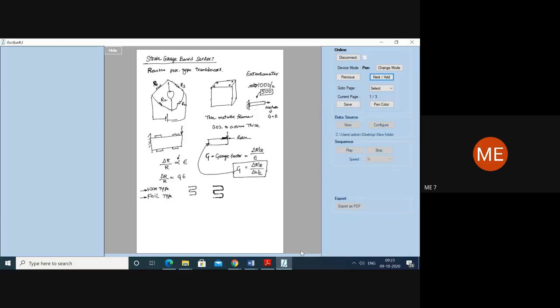But in the foil type, what is going to happen? The surface of the strain gauge, which is foil, is going to have contact with the surface. Therefore, the foil type is going to be better because more surface area is contacted. Now, what are the applications that you can consider? As I said, I can make use of this.